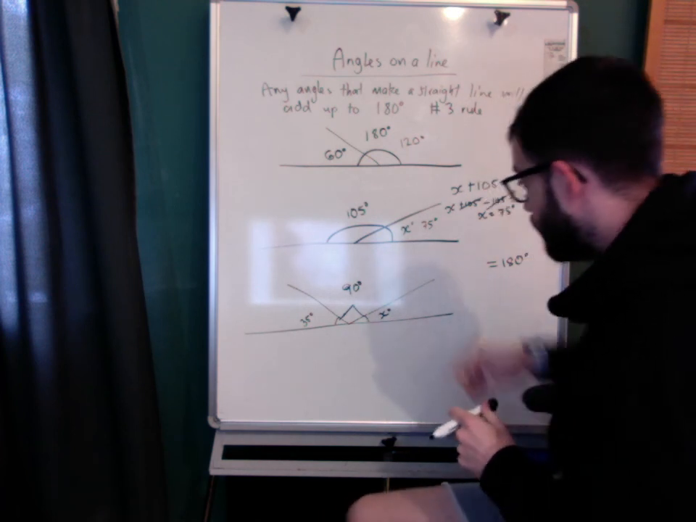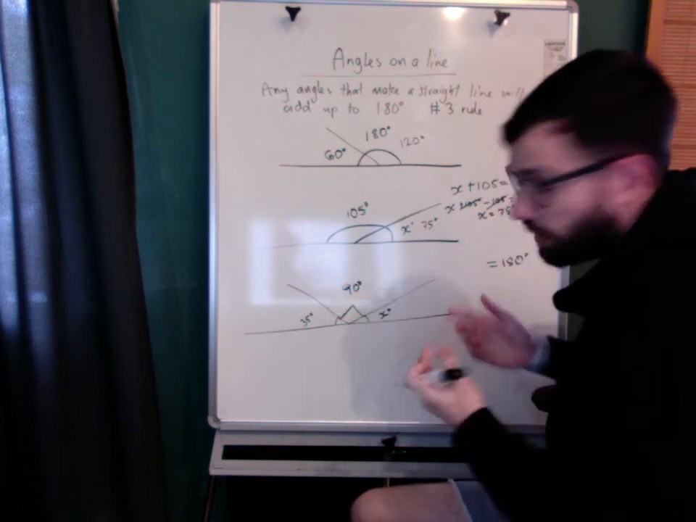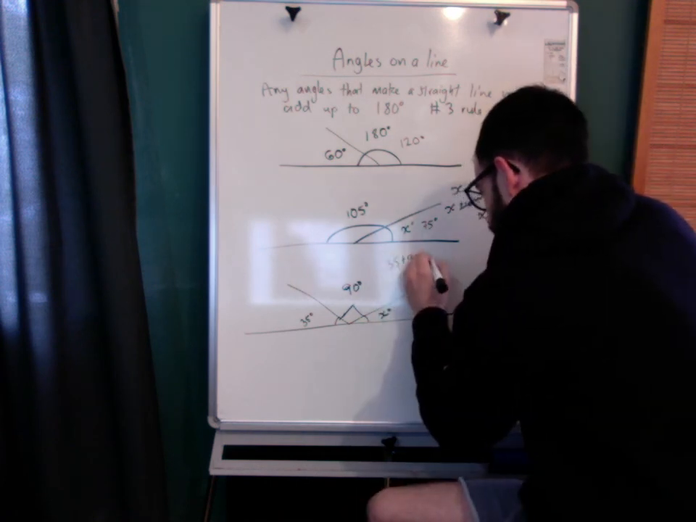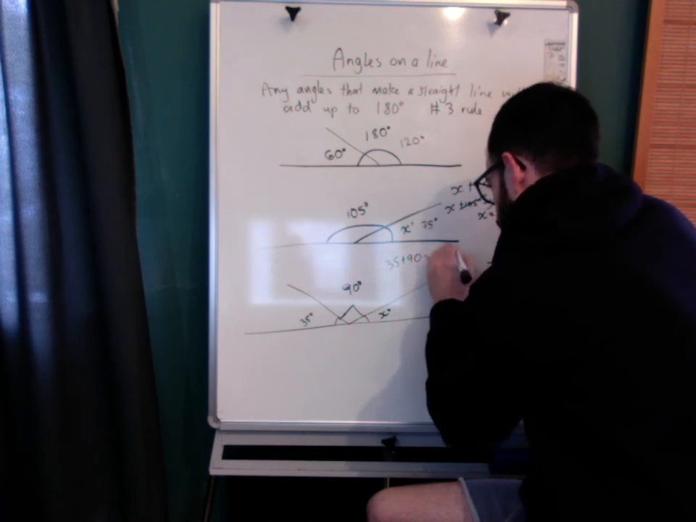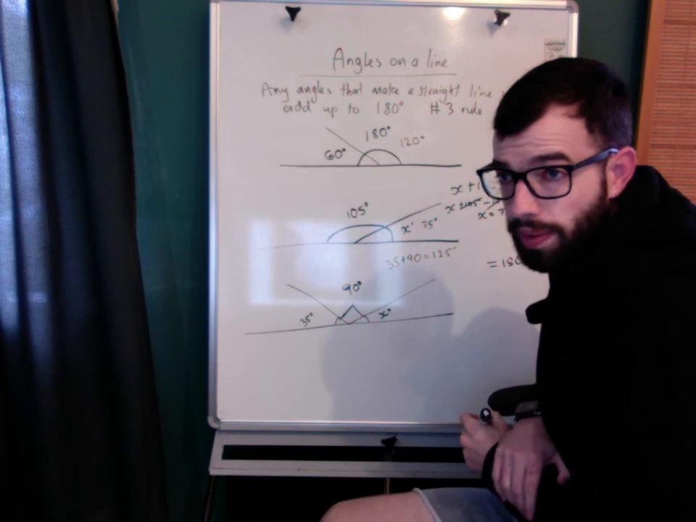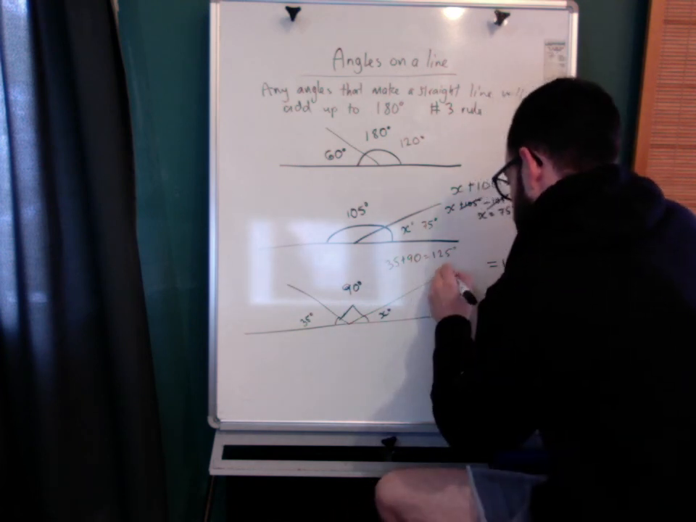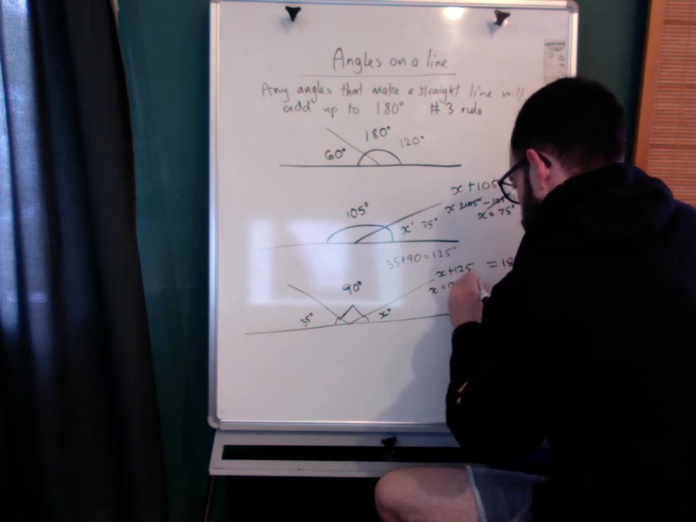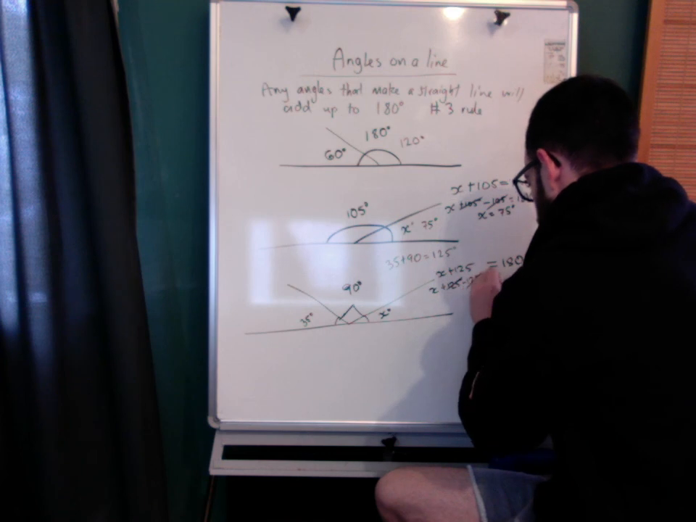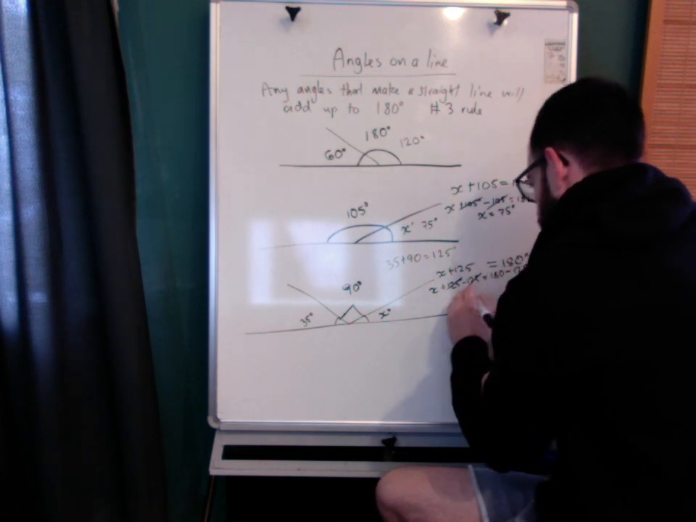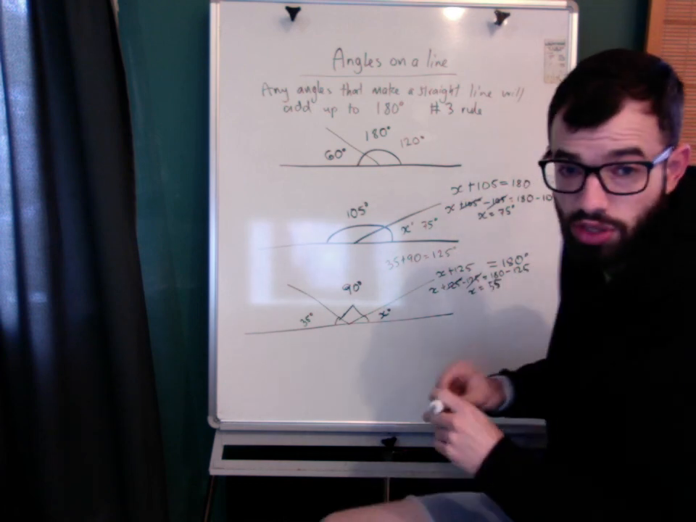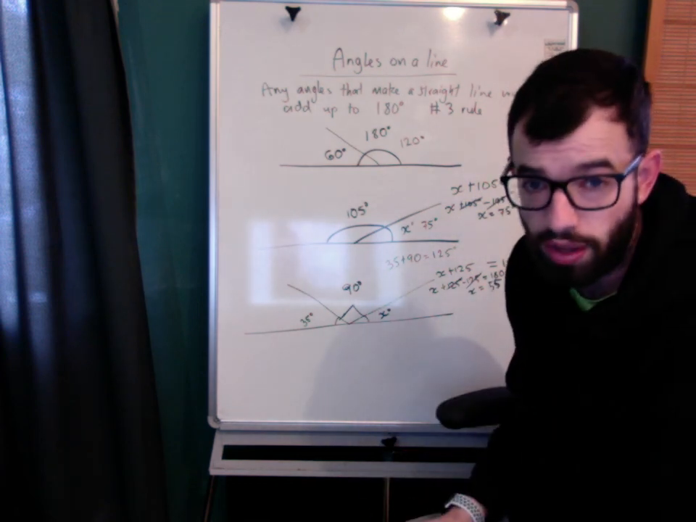So we then have 35 and 90. What we could do is add them together. So 35 plus 90 equals 125. Then we do what we've been doing previously. We go x plus 125 equals 180, x plus 125 minus 125, cancel, equals 180 minus 125, x equals 55. So that is how we go about finding angles on a line.